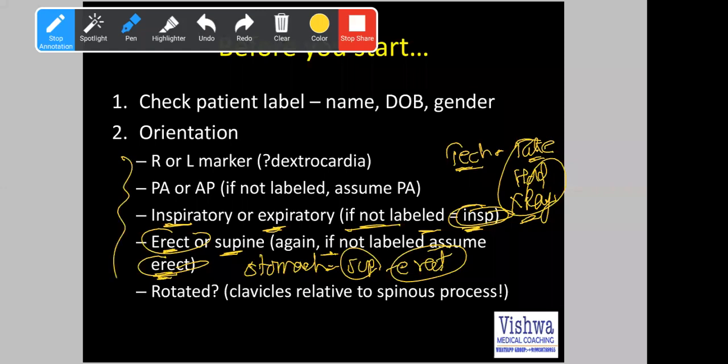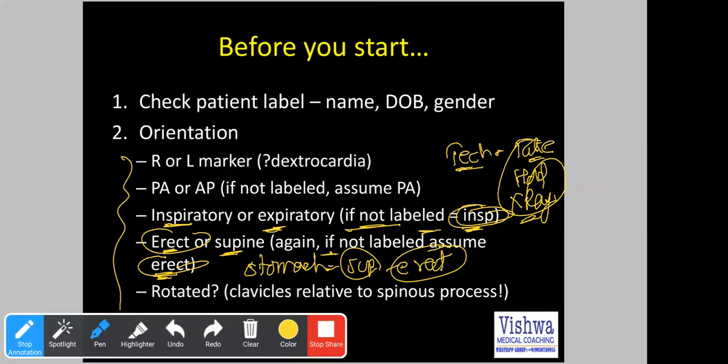So before we start interpreting, these things are supposed to be understood or evaluated. I take the screenshot right now. Before you start, always check the name, birth date, gender, orientation right or left, PA or AP view. If not labeled, it is always a PA view. If not labeled, it is always inspiratory. If not labeled, it is always an erect view. And also check the rotation that we learned, spinous process from the clavicles, that we already have understood.